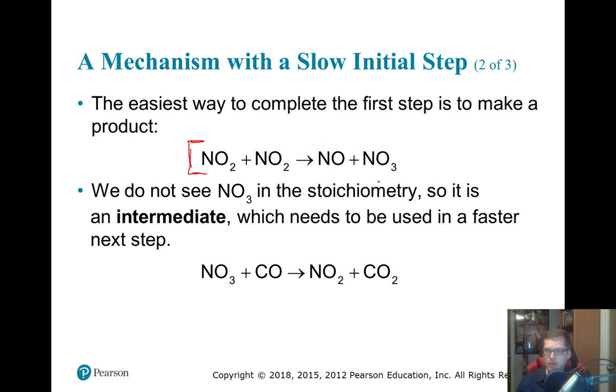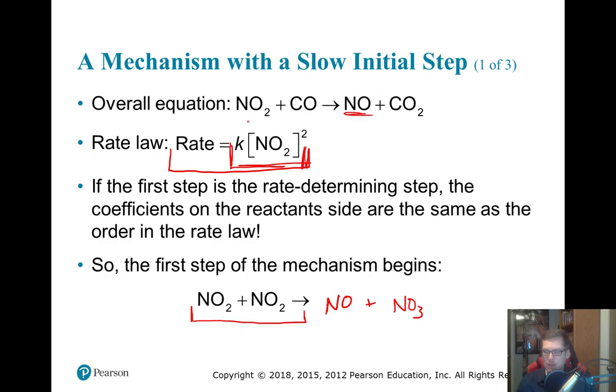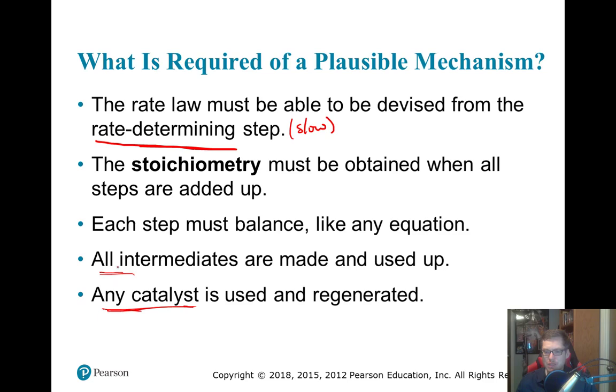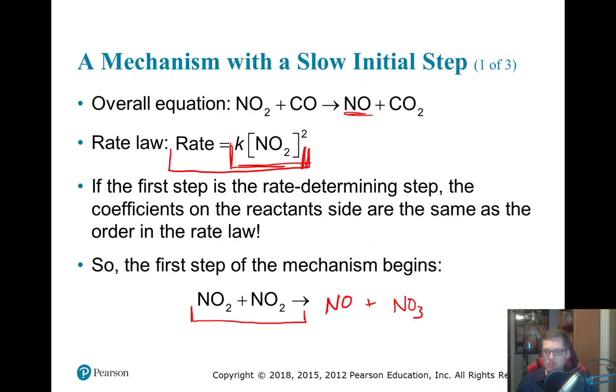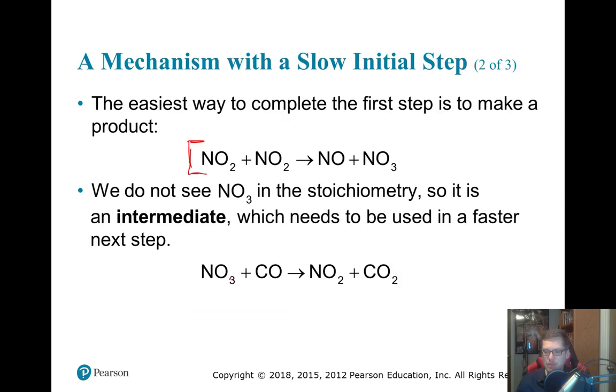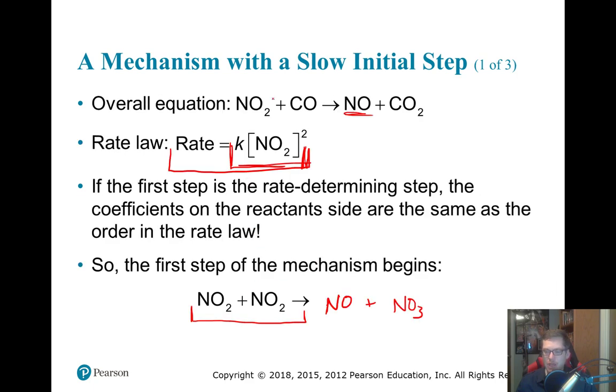Now notice that NO3 does not appear in our overall reaction. That means NO3 is an intermediate. And remember, any intermediates we make must be used up, so we need to use that NO3 later. We're going to use that NO3 here as a reactant, and we'll put it with the other reactant from our overall reaction. Here's our CO, so we'll put our NO3 with this CO right here.